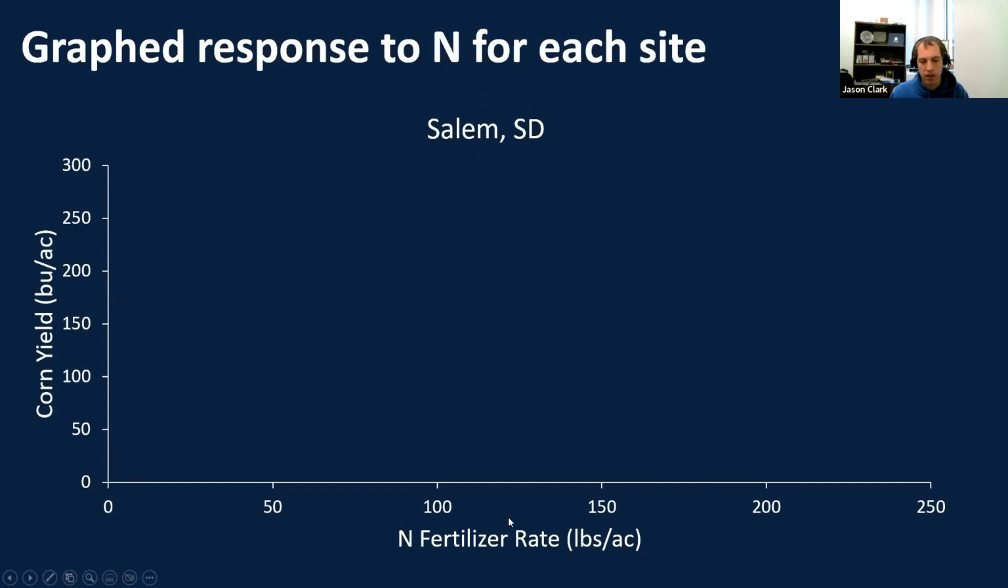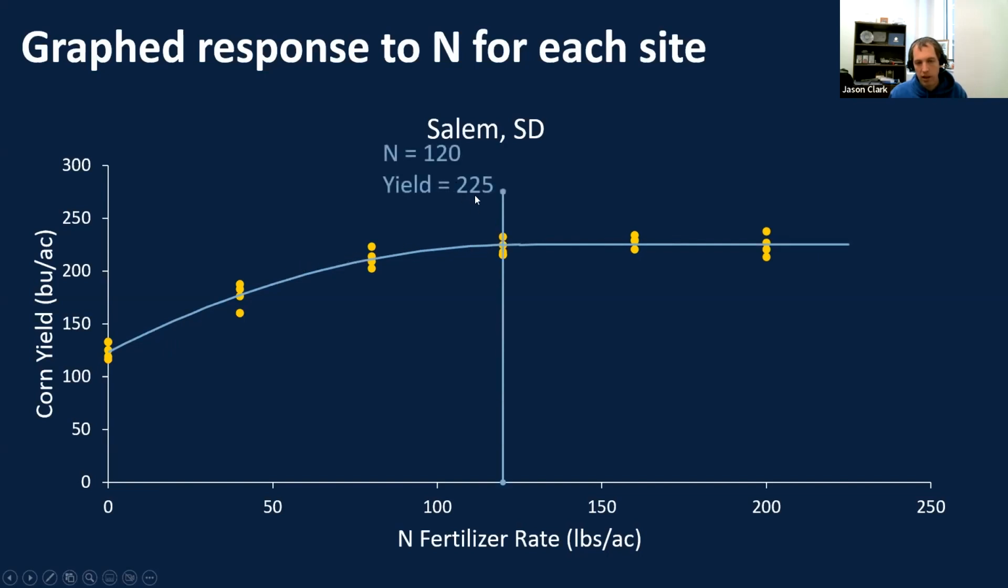We have corn yield here and nitrogen fertilizer right here. We can see a response curve here. We can see the points, and we draw a line through there. We can see that we increased in yield until about right here, 120 pounds of N, where we had 225 bushels of corn. At 0 pounds of N, when we didn't add anything, we're at about 120 bushels. If we add 40 more pounds of N, we increase by 54 bushels per acre from 0 pounds of N to here. So we go from 120 to about 175.